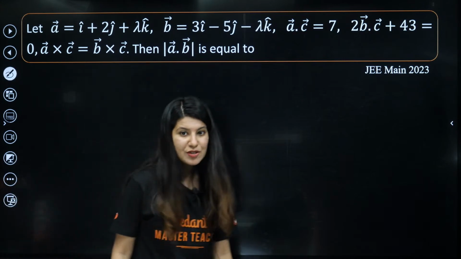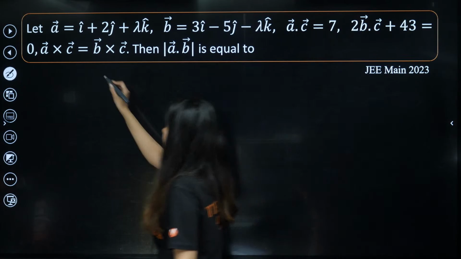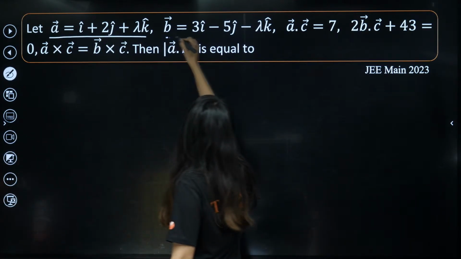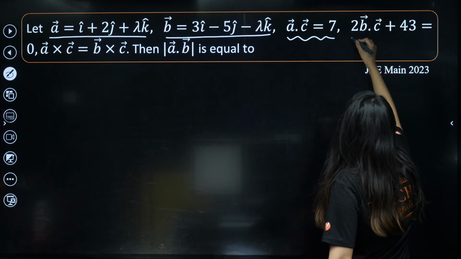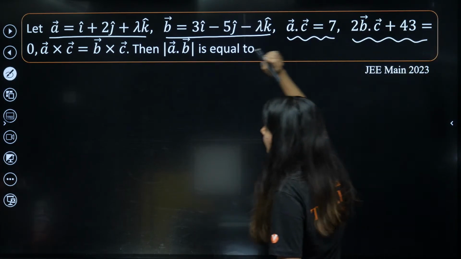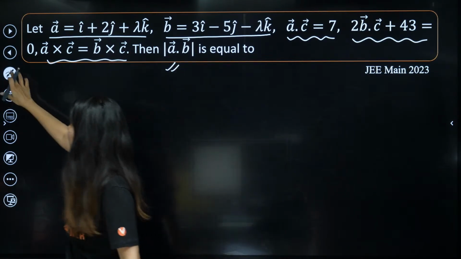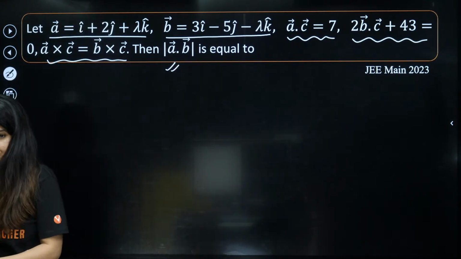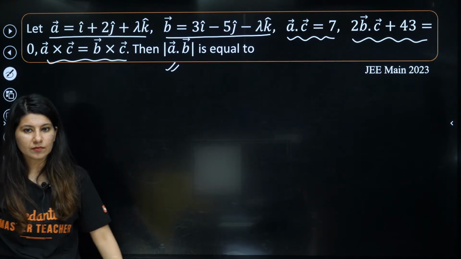Alright. Next question again from JEE Main 2023, which says, let A vector is this, B vector is this, A dot C vector is 7, 2B dot C is what? 43. And this equation is also given to us. We need to figure out A dot B. Right? Okay. Let me just give you one quick tip.